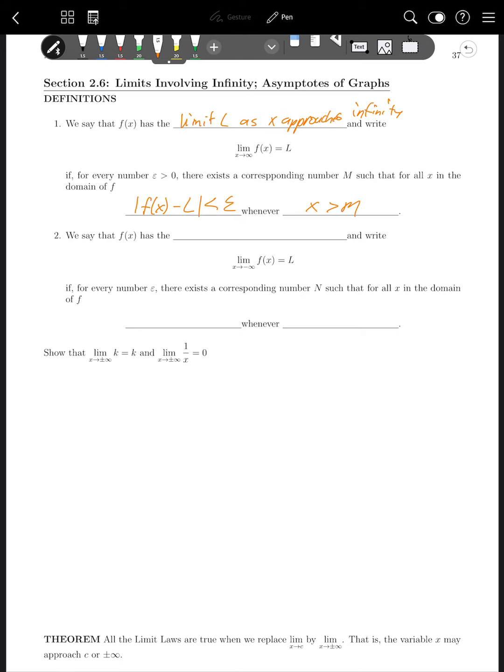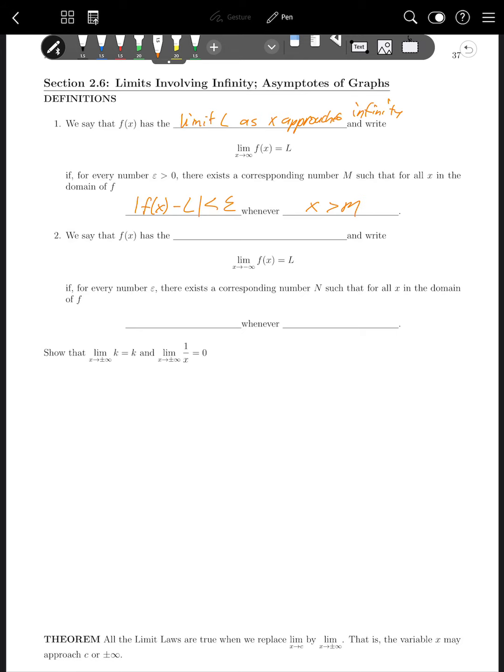So what we're saying here is no matter how big of a value we plug in for M, bigger and bigger and bigger, we can find some epsilon that goes with it that would allow this statement to be true, the function to get closer and closer to the limit value that we proposed. So that's the idea of a limit as x goes to positive infinity.